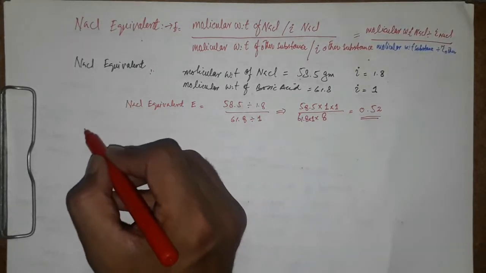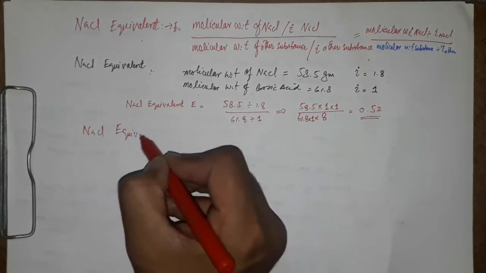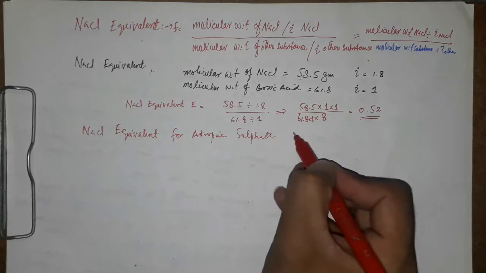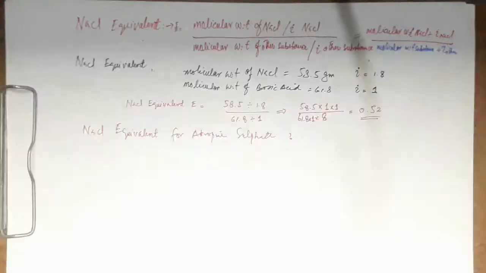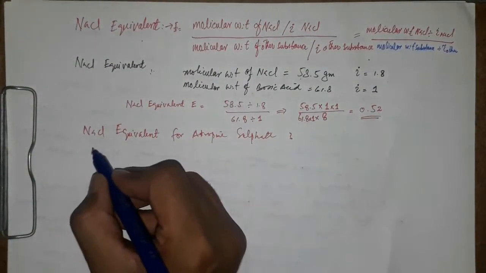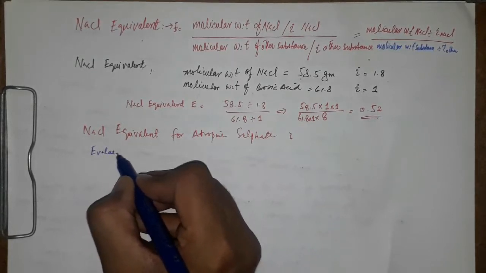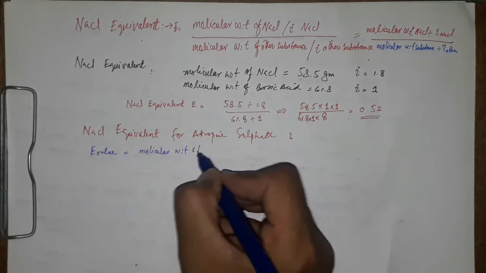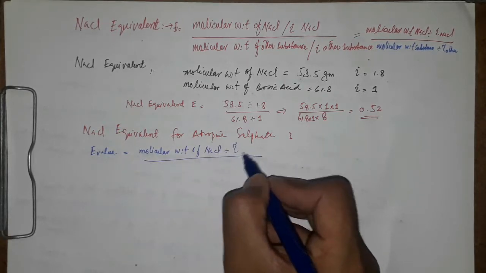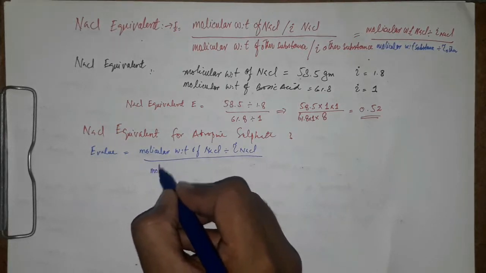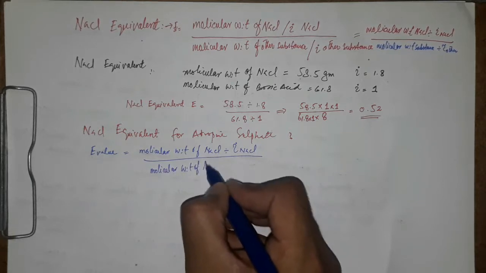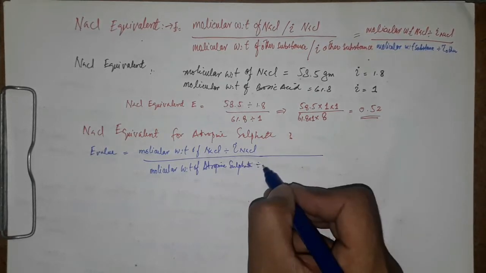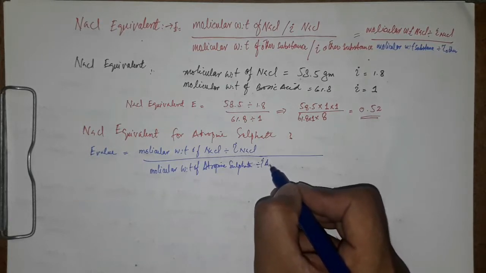Now the sodium chloride equivalent for atropine sulfate. I will find this here, again with the same formula. We will use that E value, or sodium chloride equivalent value, is equal to molecular weight of sodium chloride divided by i value of sodium chloride, divided by molecular weight of atropine sulfate, divided by i value of atropine.